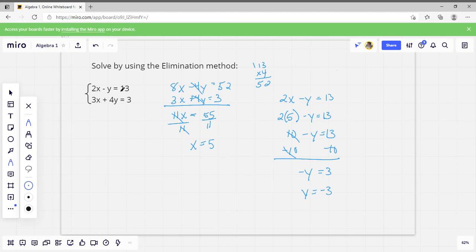So we get x is 5 and y is negative 3. And you'd write your answer like that, like an ordered pair.